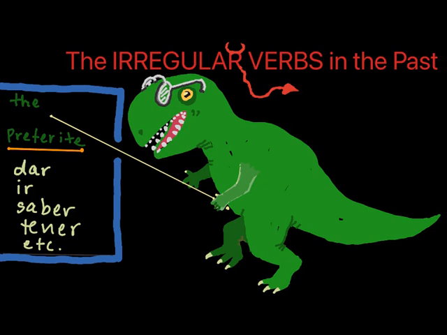All right, so what would be the examples of irregular verbs? You know that it would be dar, you already have learned them in the present, ir, saber, tener, etc. Those are not all of them, but those are just the examples. Let's take a look.